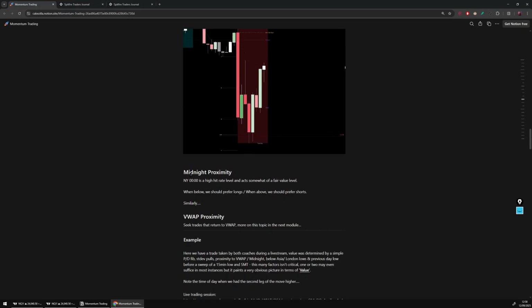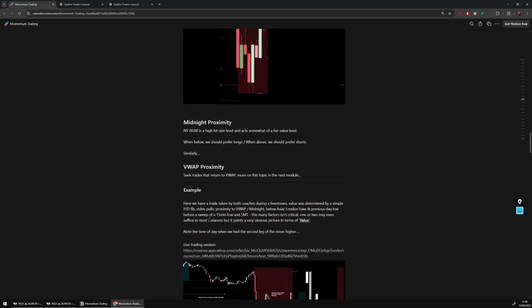So, like I said here, the proximity to midnight and VWAP, right? They act as a fair value. So when price is above VWAP or above midnight, it's a premium. So how do we determine value by not just fibs and things, but other levels on the chart? If we're above VWAP or above midnight, I'm looking for shorts to return back to fair value. Really, in essence of momentum trading, you want to be doing those mean reversions, like what Spitty's been talking about. You want to trade from an area of value back into an area of fair value.